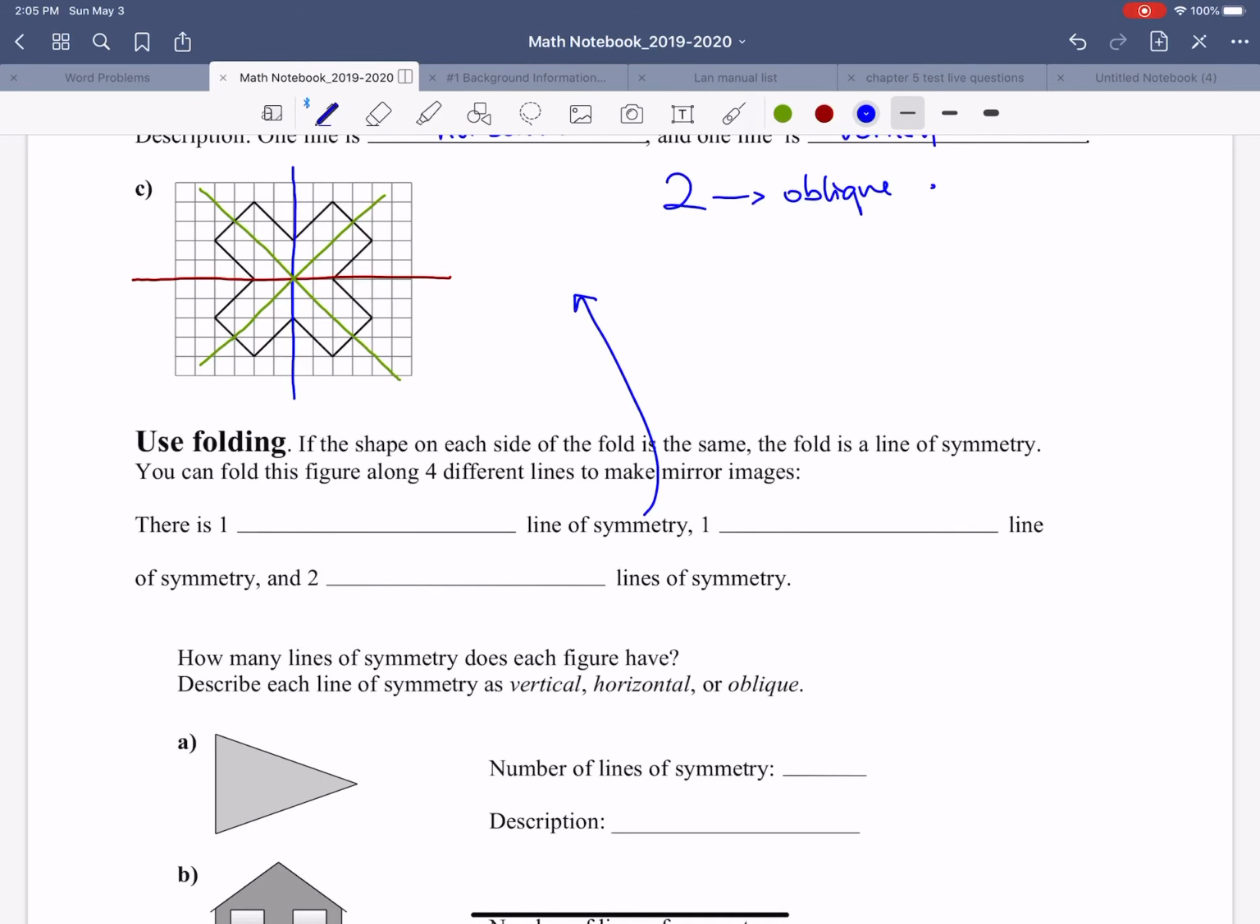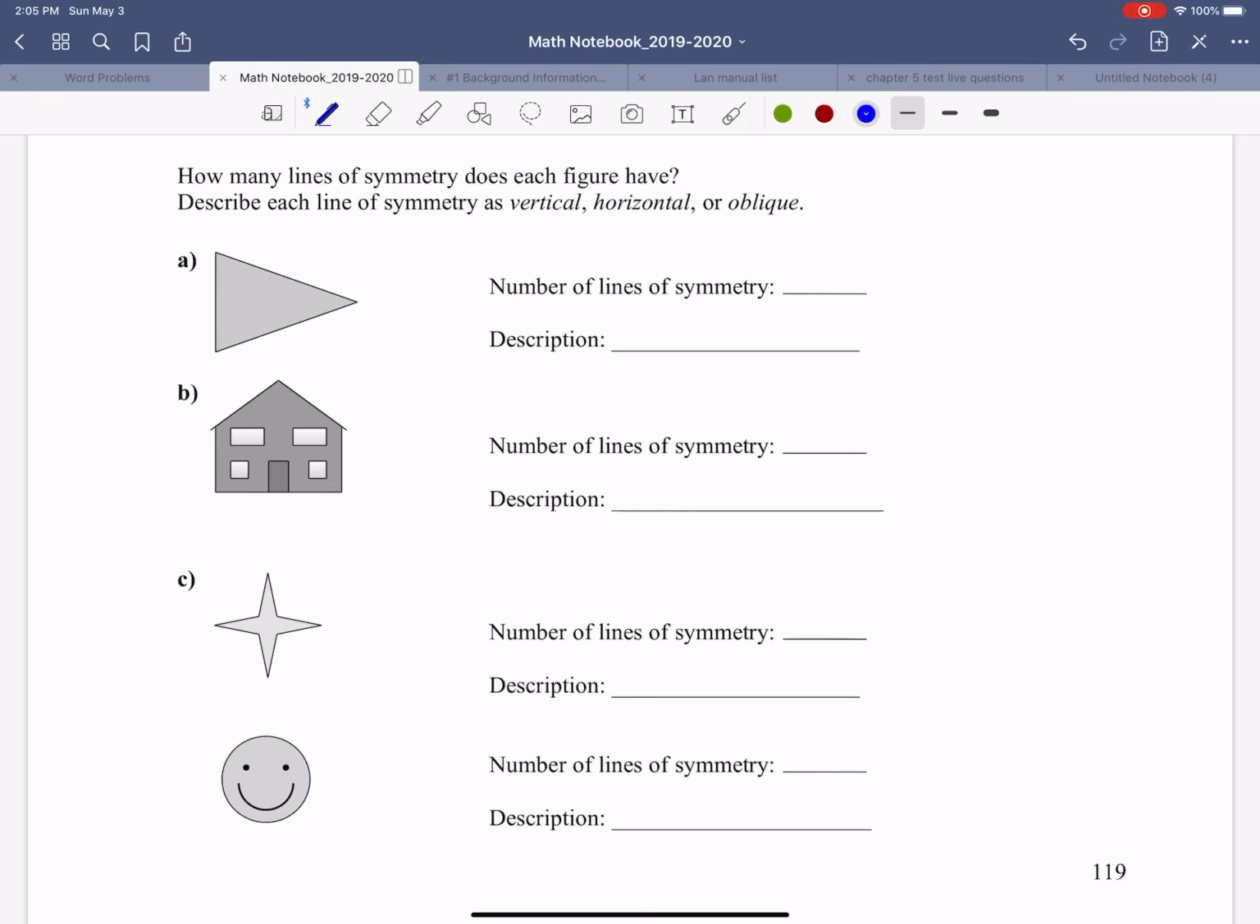Okay, so this is basically the same as that. I'm not rewriting it. How many lines of symmetry does each figure have? I want you to pause and do it yourself and come back to me once you're done.